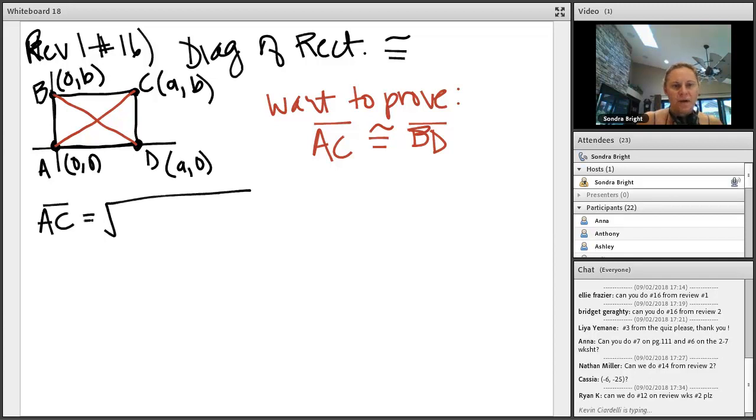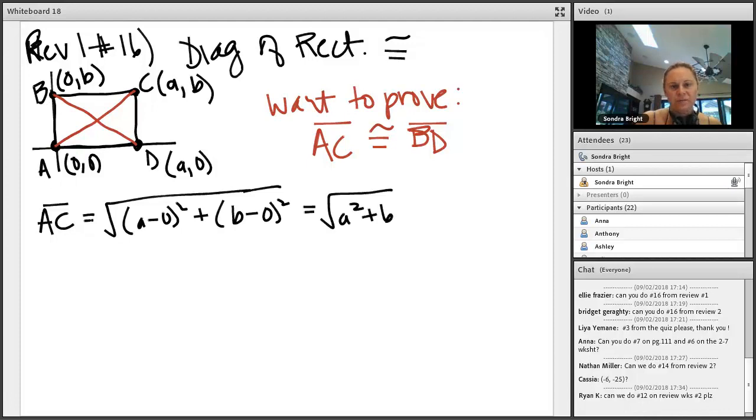This is the square root of A minus 0 squared plus B minus 0 squared, which is the square root of A squared plus B squared. Stop. Don't you dare keep on going. This does not simplify anymore. Does not simplify at all.